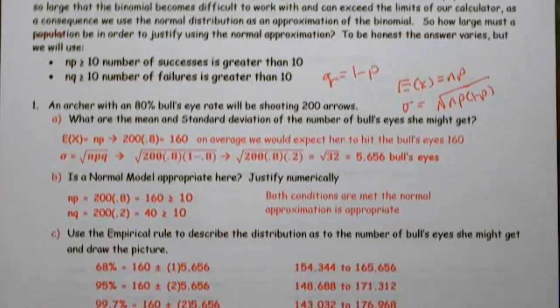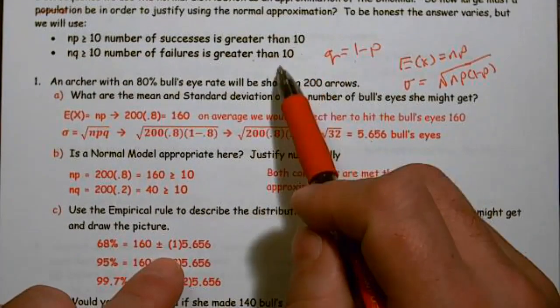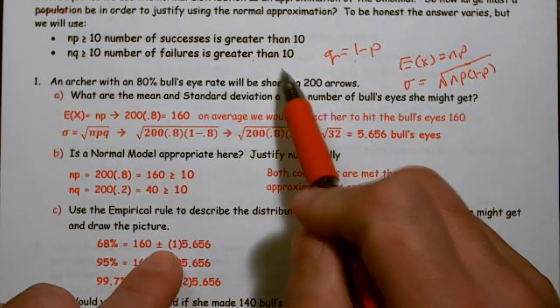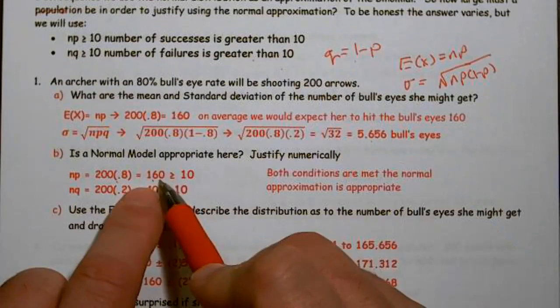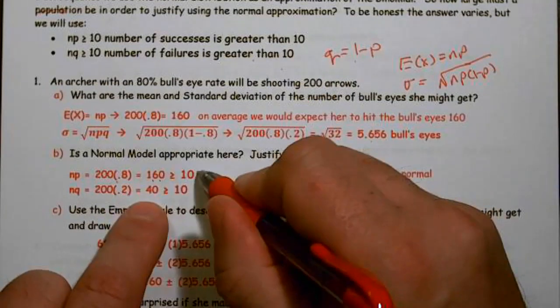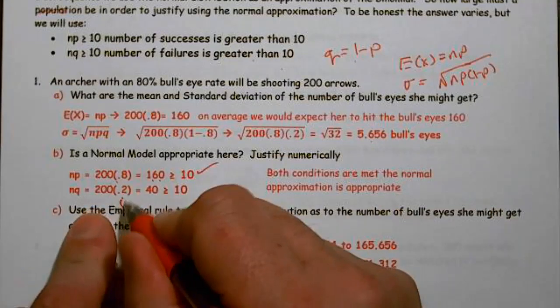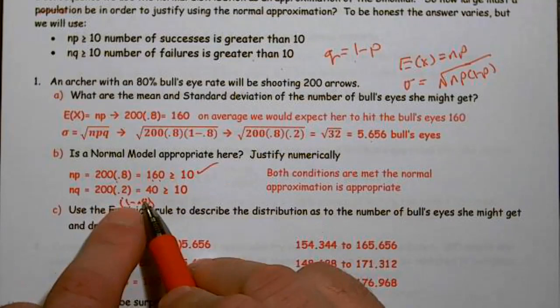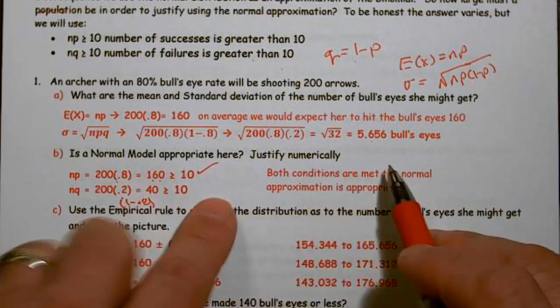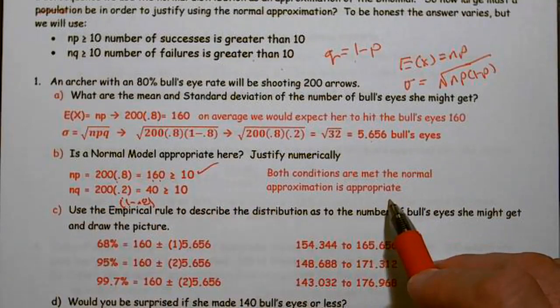Is the normal approximation appropriate? Well, we're checking to see if the number of successes and the number of failures are greater than 10. The number of successes, 200 times 0.8, that's 160, definitely greater than 10. So that meets it. The probability of failure, please remember, is just 1 minus 0.8. 200 times 0.2 is 40. That's greater than 10. Both conditions are met. We could use a normal approximation.